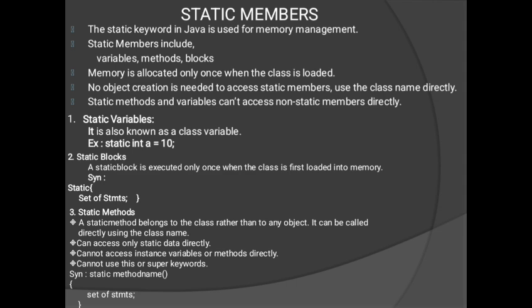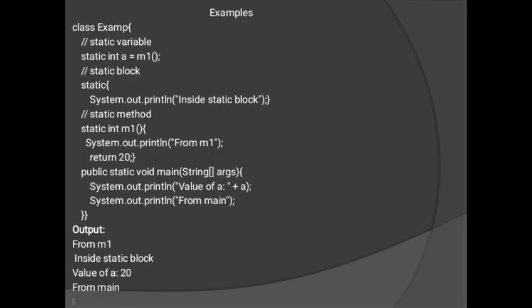Before execution, the corresponding class will be loaded. If there is any static block, first the static block will be executed. After that, the main method will be executed. These are the static members. This is a simple program for static members.